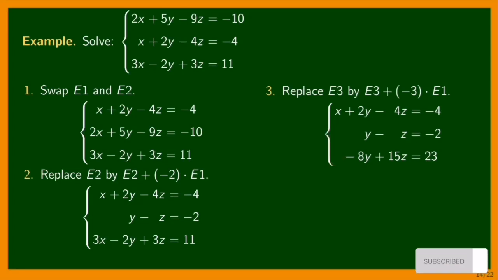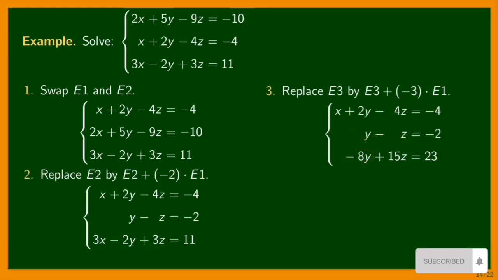Luckily, we have produced a y here. Why? This is what we will use as the pivot, to delete the y's below it, because we want a ladder, or an echelon. Right. Okay, so one more operation. We would like to eliminate minus 8y. How? By adding this to 8 times this equation.